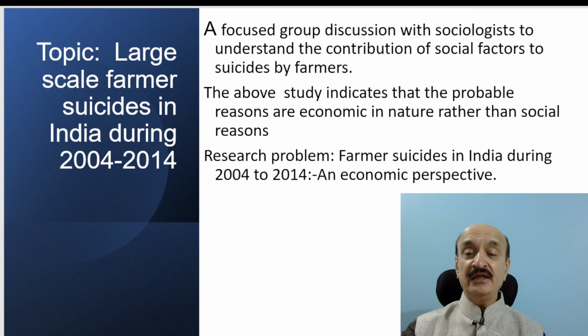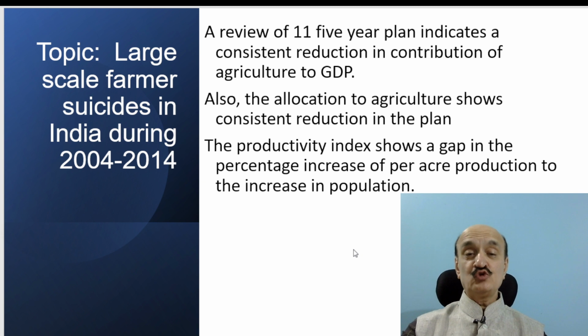Now, further getting into the research, we'll have to do still more exploratory research. So, the best way is to go back to the 5 year plans. In the old days, we had the Planning Commission, now it's called the Niti Aayog. So, the website of Planning Commission gives you all 5 year plans. So, here, all 11 5 year plans were studied and they indicated that there was a consistent reduction in contribution or outlay to agriculture, and there was also a reduction in the contribution of agriculture to the overall GDP.